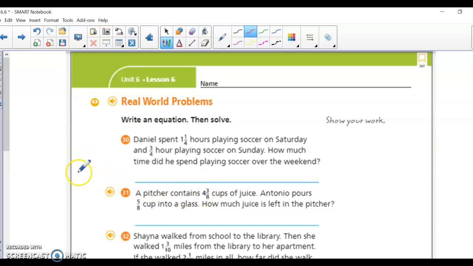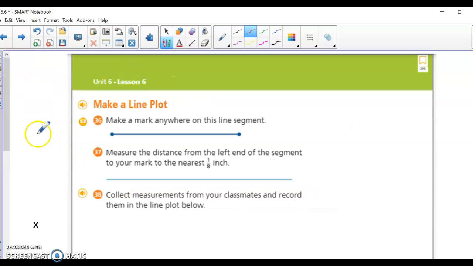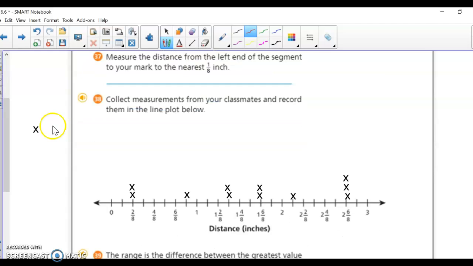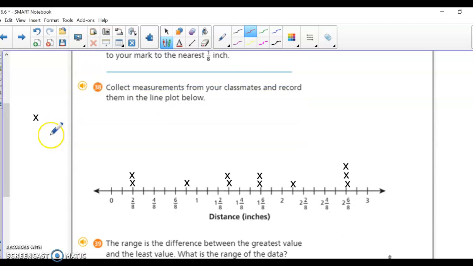And so you're going to read the word problem and figure out, is it addition or is it subtraction that you're trying to do? Okay, look for those key words in the word problems. And then finally on the last page, we're going to change things a little bit. If you are doing this distance learning, you don't have classmates that you can go around to and ask what their measurement was, right? And so I created some for you, and I want you to pause it now and copy these down.